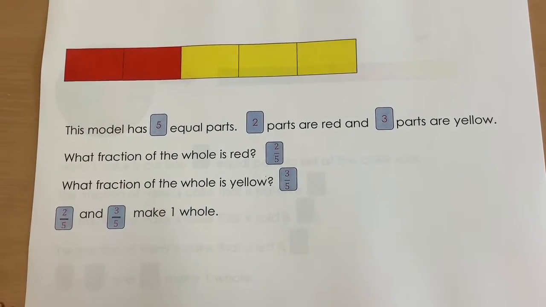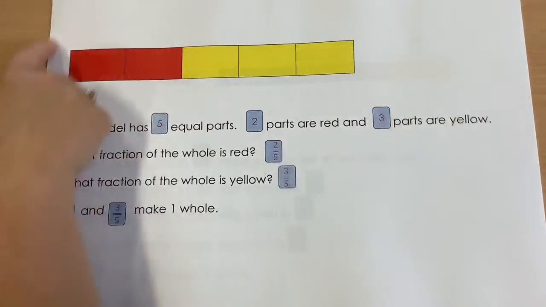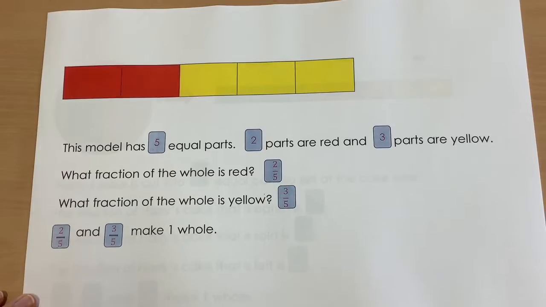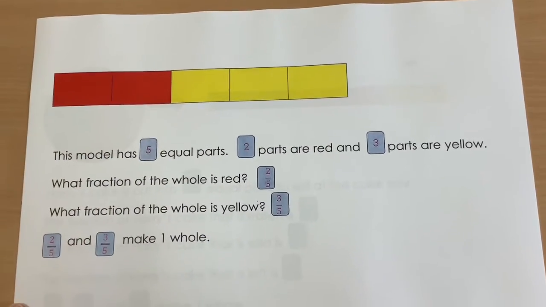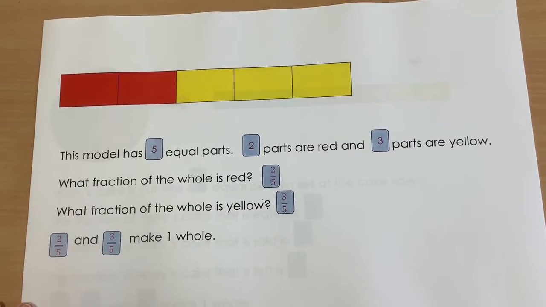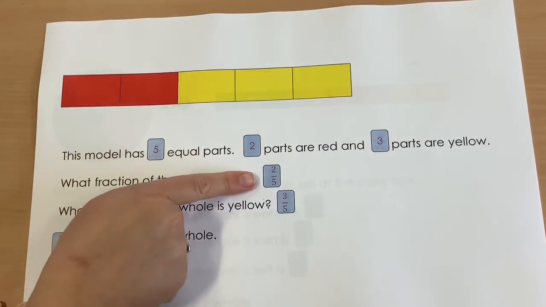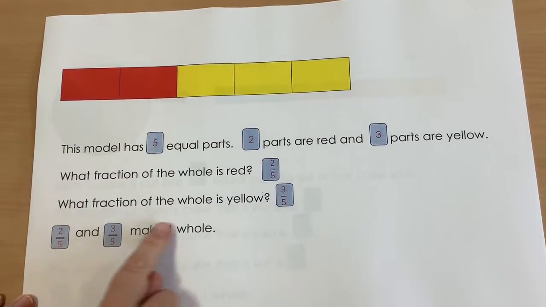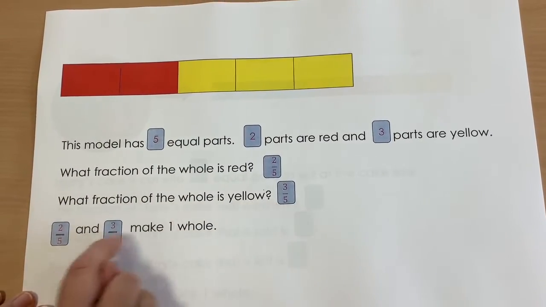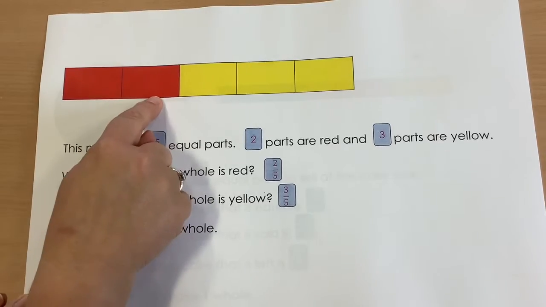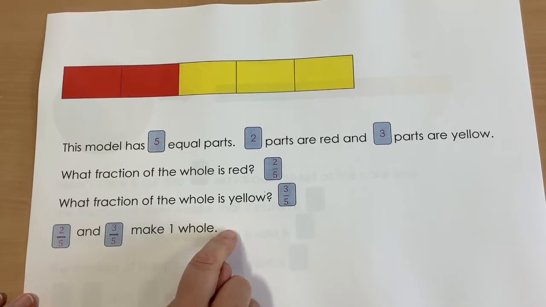So hopefully you'll have recognised the model has 5 equal parts. So the whole model, even though there are 2 different colours in there, has 5 parts. 2 parts are red and 3 parts are yellow. So the fraction of the whole that is red is 2 parts out of 1, 2, 3, 4, 5. So we write that as 2/5. The same for yellow, 3 parts out of 5, so we have 3/5. So we know that together 2/5 and 3/5 makes one whole. We could also have written that as 5/5.